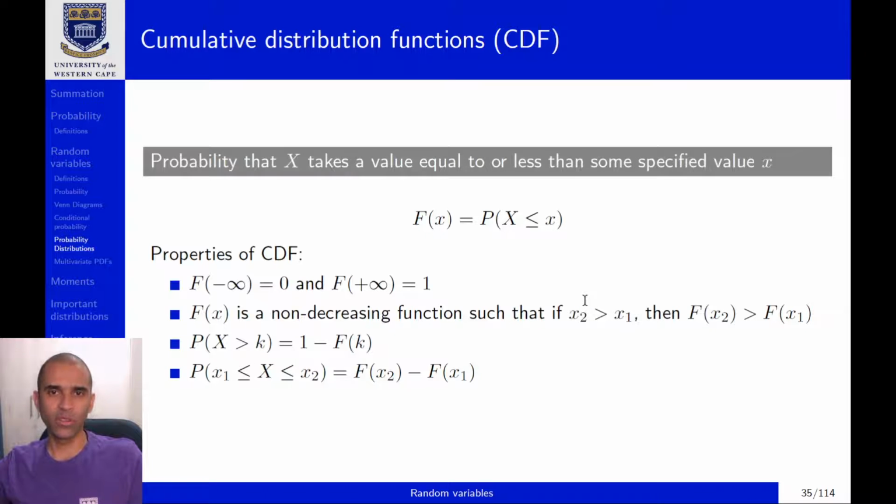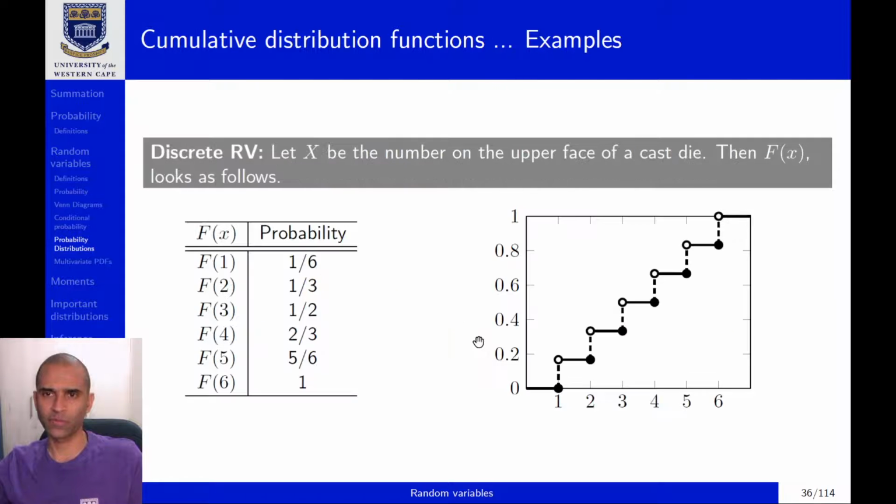The properties of CDFs are listed on this slide, and these are useful for calculating probabilities in certain instances, particularly property number 3, which can be especially useful for calculating probabilities in some instances. This is what the CDF looks like for our example. Well, a different example here.